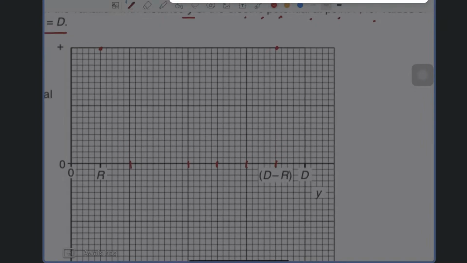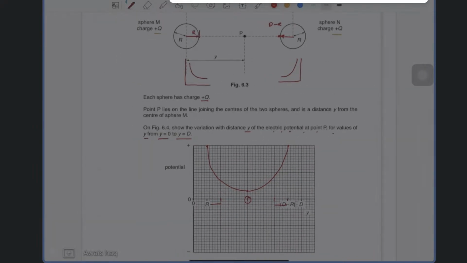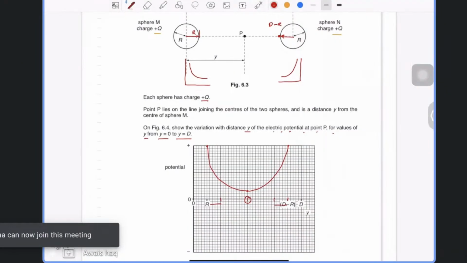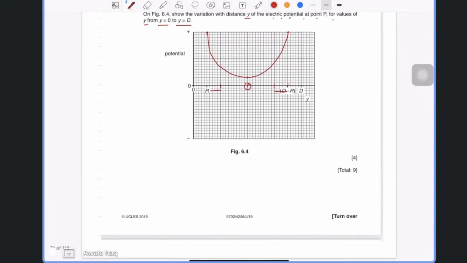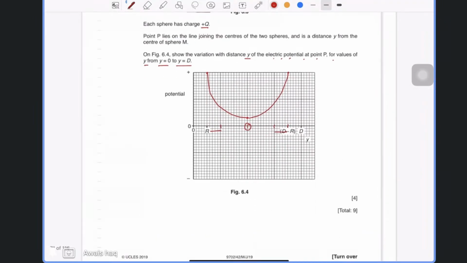Is it the middle? I don't know if it's the middle. This should be the middle, right? So take any point and then make a smooth curve like this. It should not touch zero at any point, because potential will not be zero. So remember that. Just like we have done previously, it's the same. All right, please draw this and let me know if you have a question here.